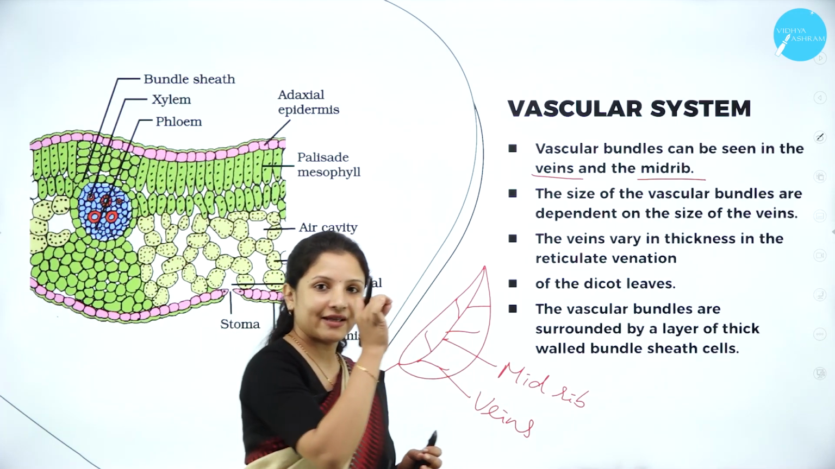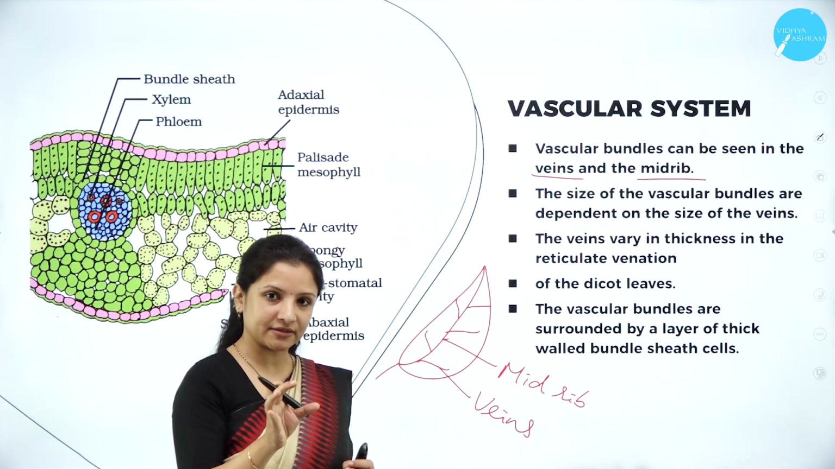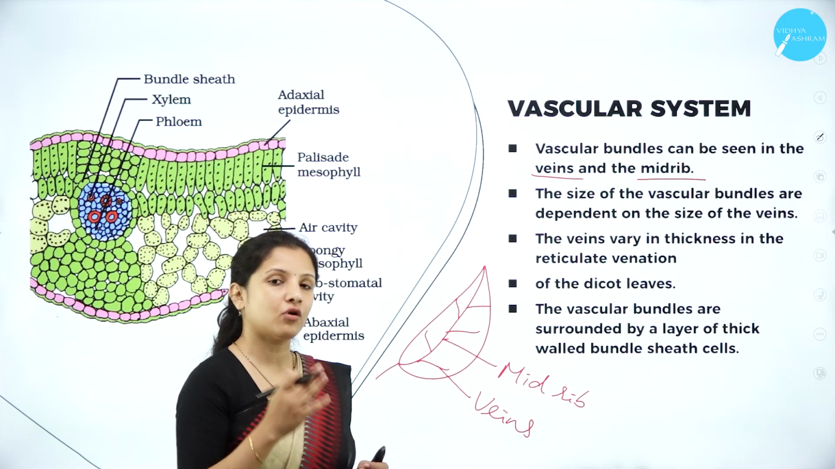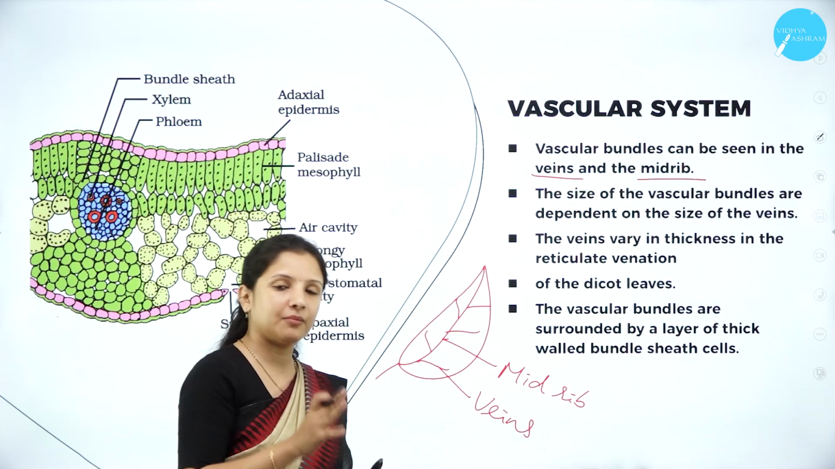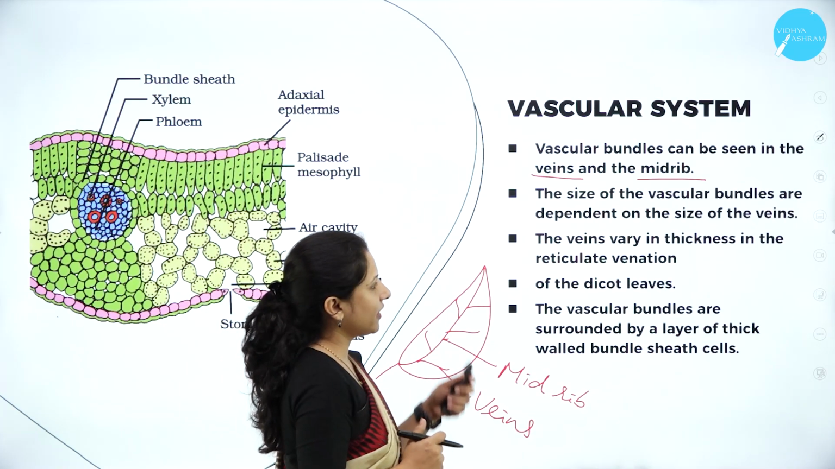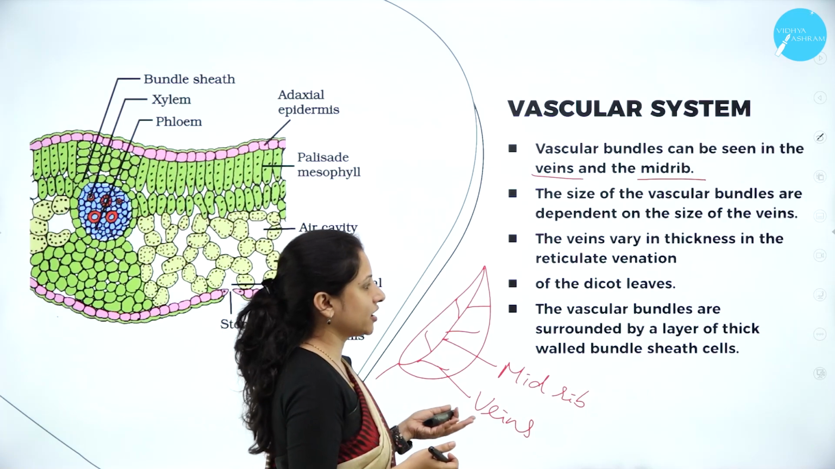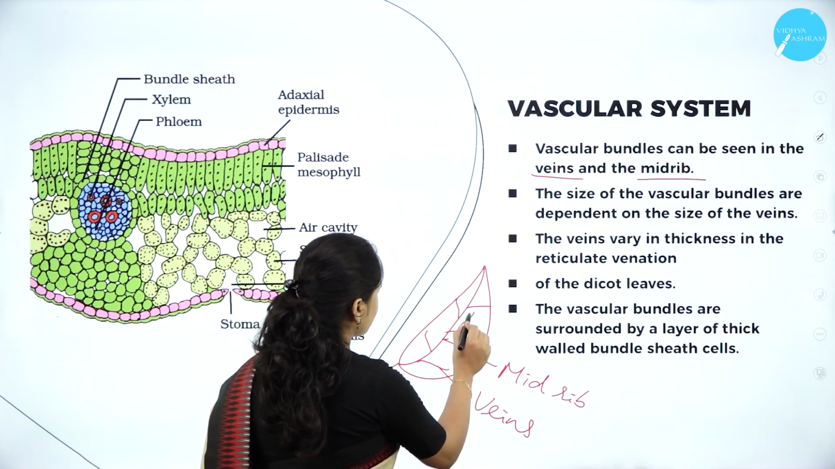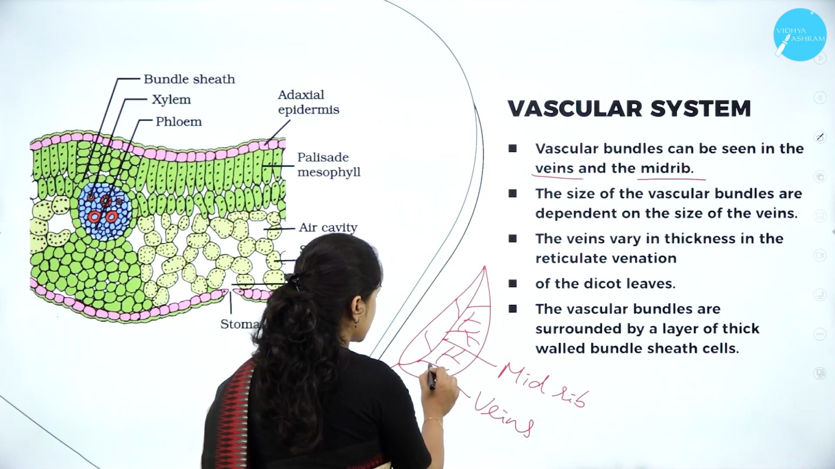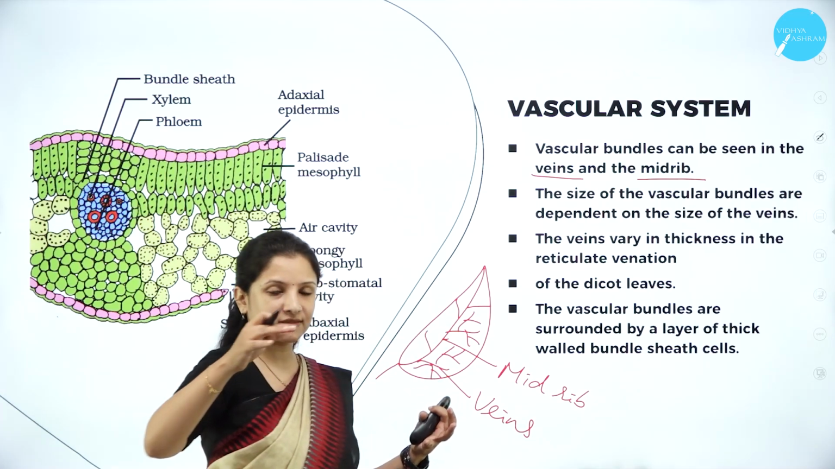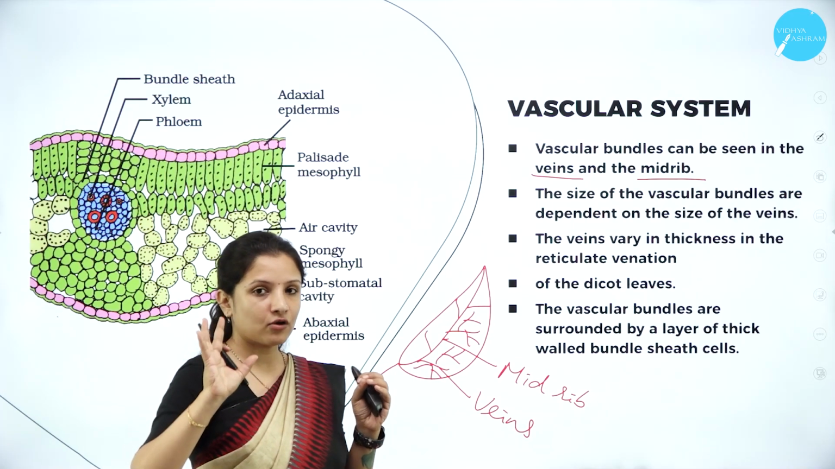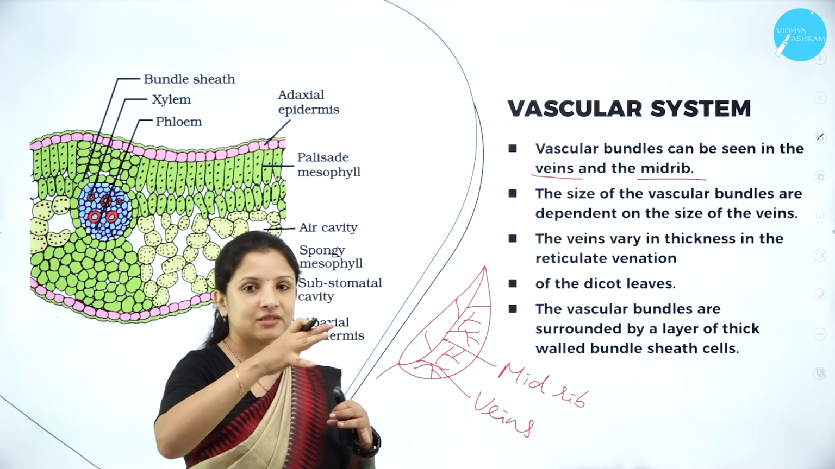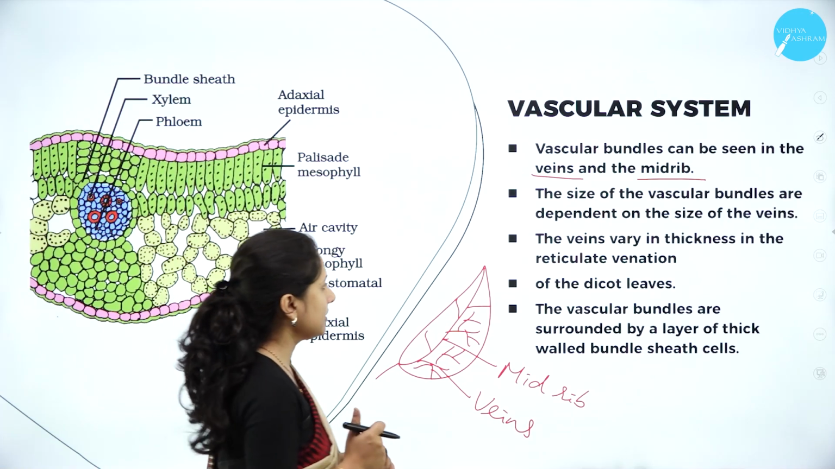And the size of the vascular bundle depends on the size of the veins. So some veins are very, very thin, thread-like. They'll have smaller vascular bundles. Those veins which are thicker and bigger in size will have larger vascular bundles. And the veins usually vary in thickness in the case of reticulate venation. So what is reticulate venation? It will have a midrib, and these veins will give rise to a lot of branching like this. And as the number of branches increases, the thickness of the vein also decreases. Therefore, those leaves having reticulate venation will have different sizes of vascular bundles distributed in them.